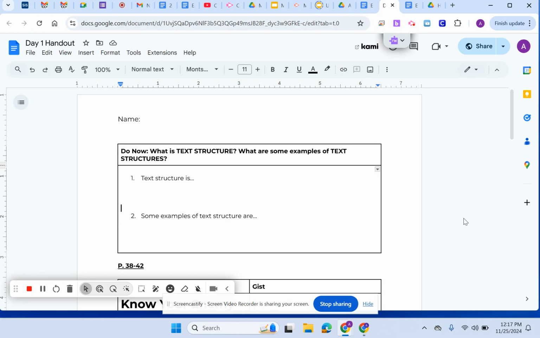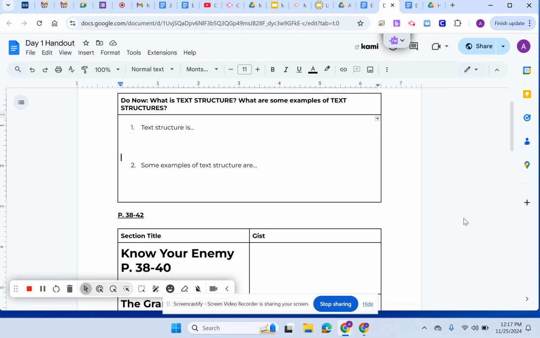You can also look around the room for an anchor chart. Please answer both number 1 and number 2. Please pause here to do so now.